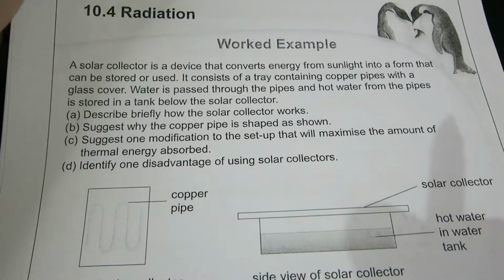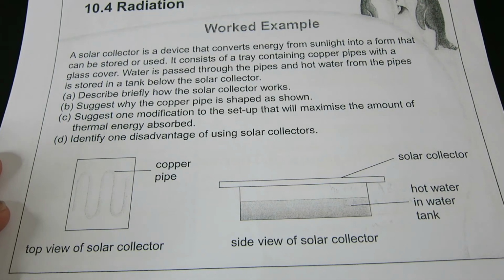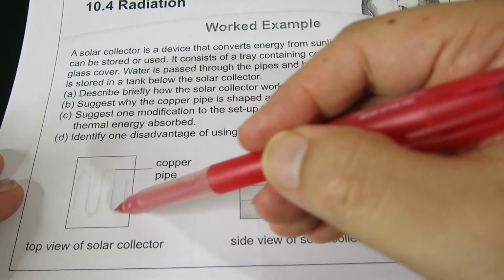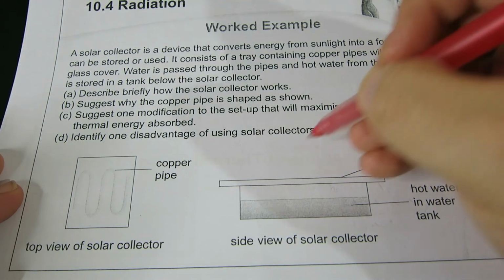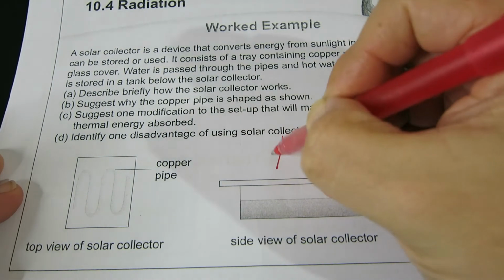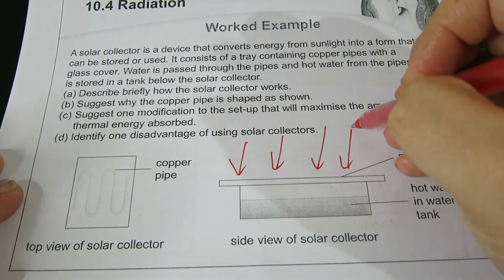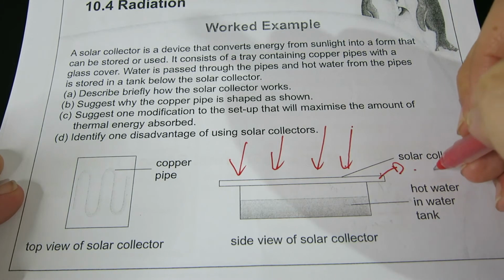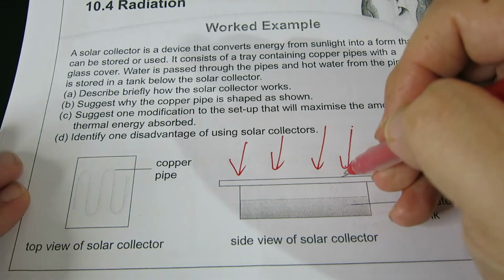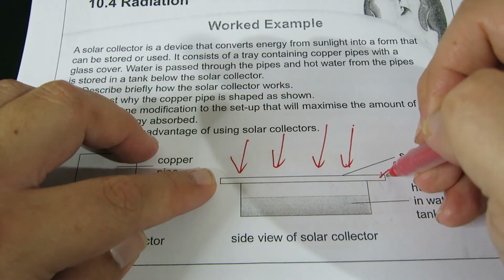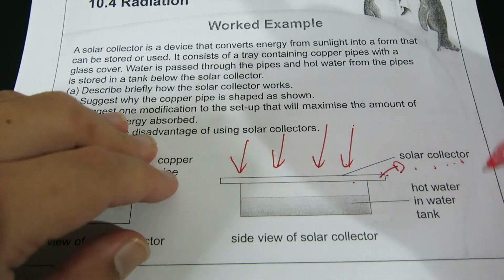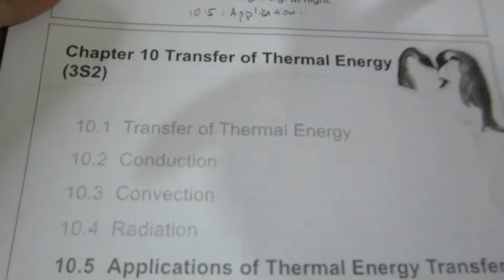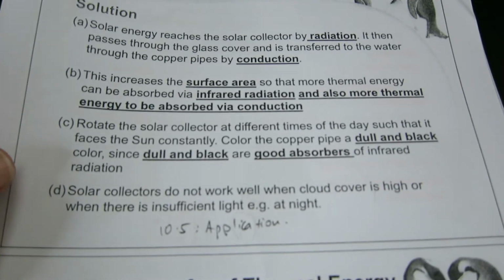So, some examples: solar collector. A solar collector is basically, if you look at the top view, an object with a copper pipe in the center. Usually we will want it to be a blackened surface, so that when infrared radiation from the sun comes, I want it to be black and dull, because black and dull surfaces are good absorbers of infrared radiation. Because they are good absorbers, my solar collector will heat up very quickly, and then it can heat up the water inside the water tank. Alright, okay, you can go through the solutions of this by yourself.